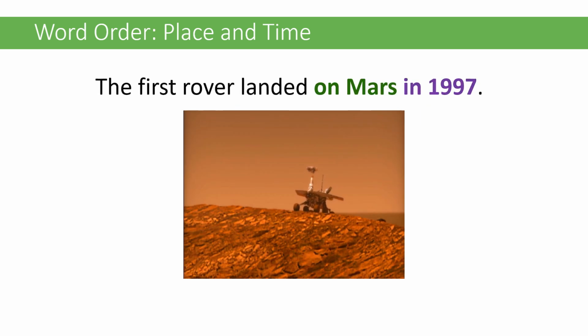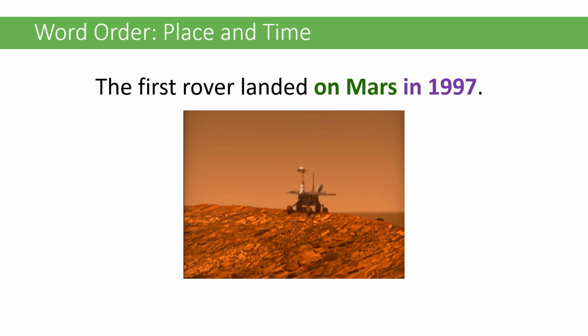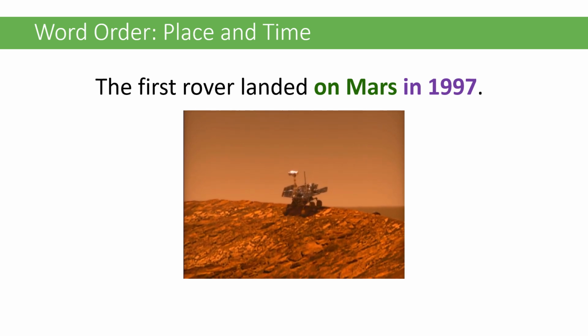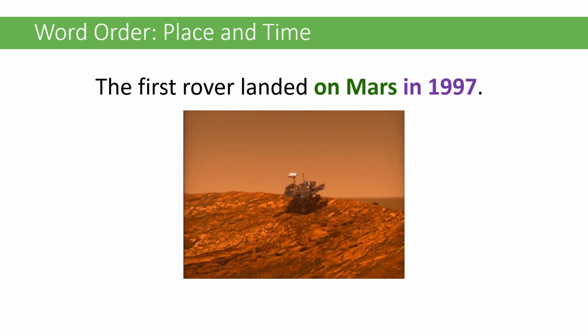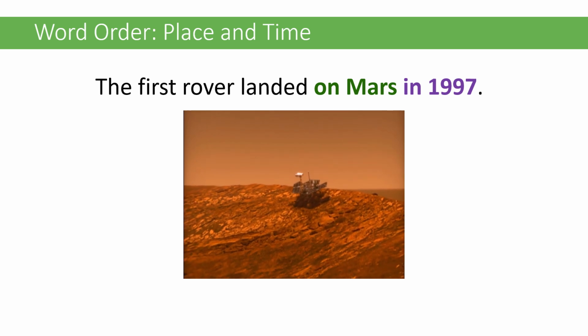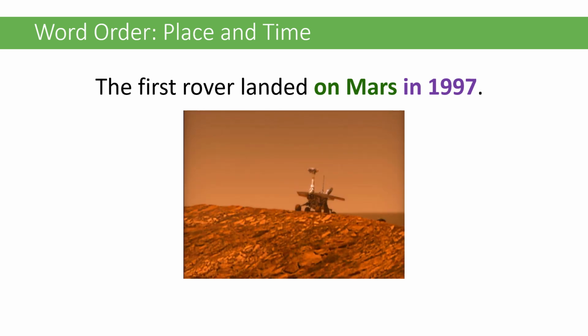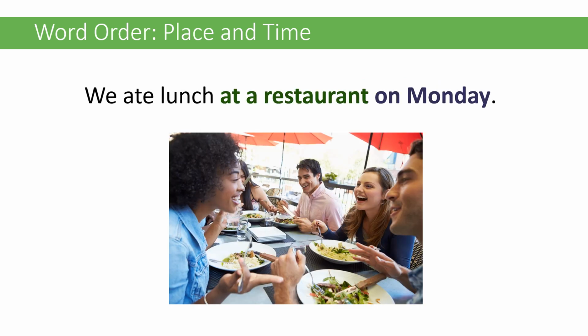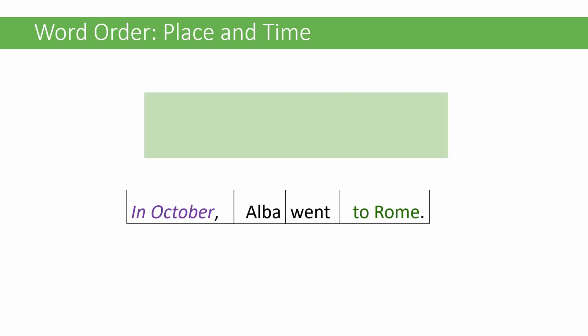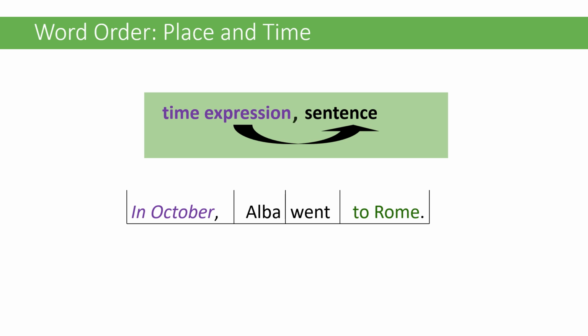The first rover landed on Mars in 1997. Mars is the place, P. 1997 is the time, T. We ate lunch at a restaurant on Monday. Restaurant is the place, P. Monday is the time, T. P, T.